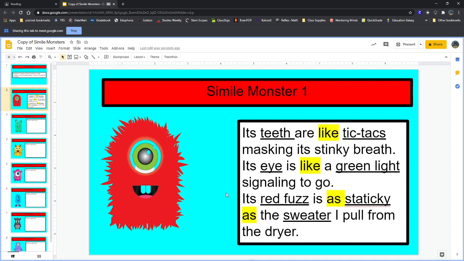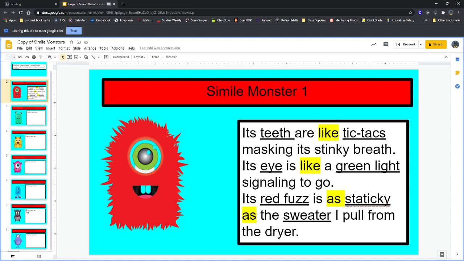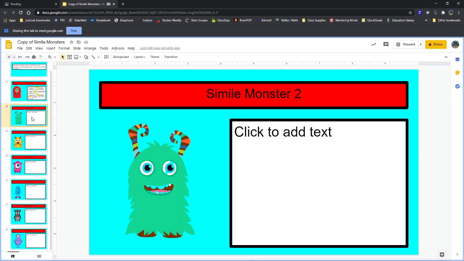Now, we don't have to focus on just the eyes or the nose or the mouth for these ones. We can describe any part of the monster we want. But we have to use similes to do it, which means we're going to compare the monster or a part of the monster with something else. And we're going to use either the word "like" or the word "as." And just like yesterday, we're going to do a couple together and then we're going to do some on our own. We're going to start off by going to slide number 3. There's a new monster off on the left side.